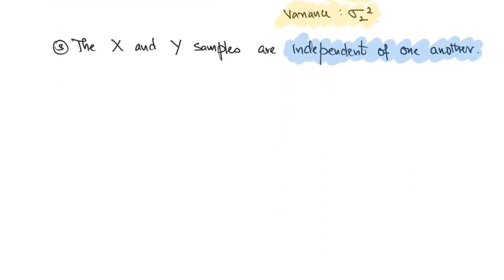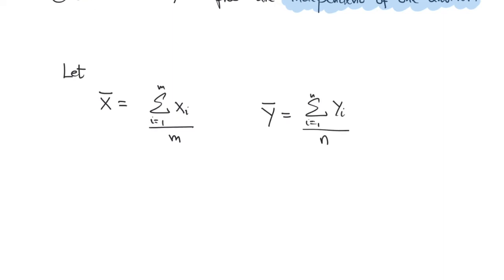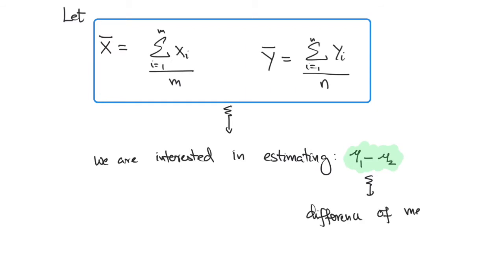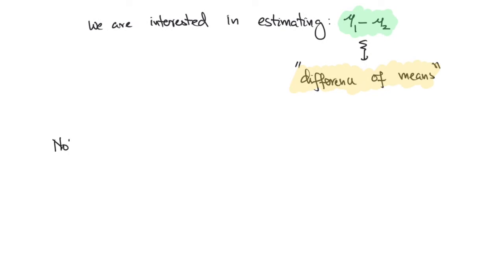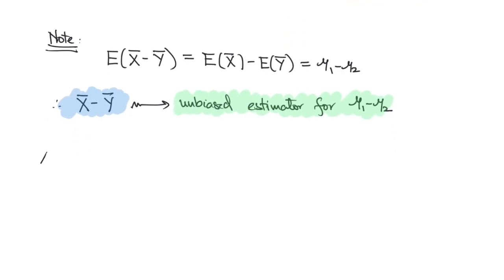In this setting, we can consider the sample means x bar and y bar. These are estimators for mu1 and mu2, and we are interested in estimating the difference between the parameters mu1 and mu2. This is the difference of the means. A basic estimator for the difference of the means is going to be x bar minus y bar. And we notice that the expected value of x bar minus y bar is exactly going to be mu1 minus mu2, which tells us that x bar minus y bar is an unbiased estimator for mu1 minus mu2.